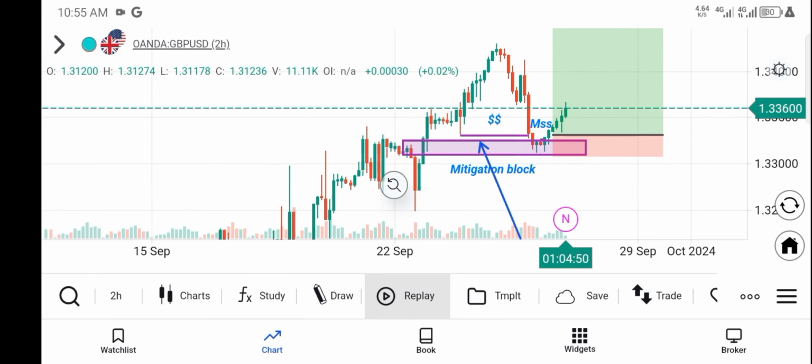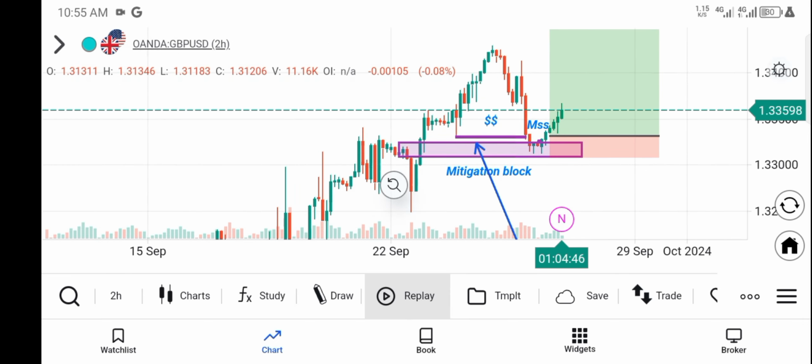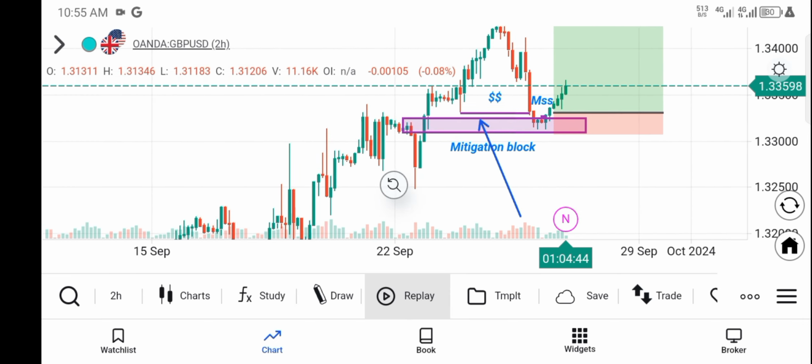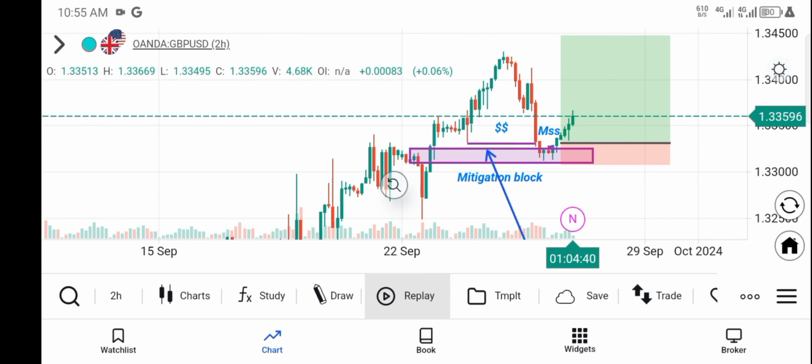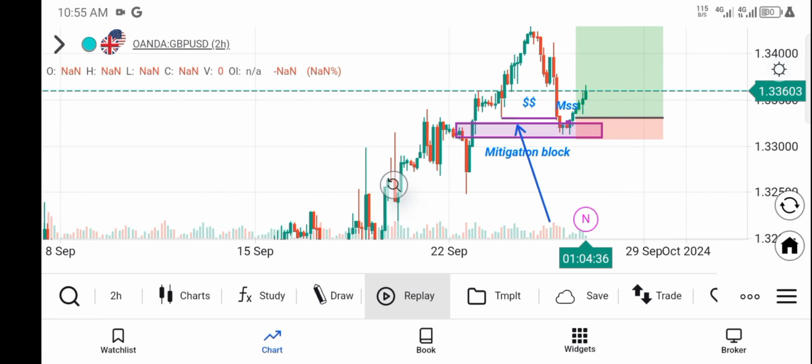So that was why I was able to take this trade, and I was also having my other block here as my second point of entry. So that's just it. I'm still targeting the old high as my draw on liquidity, and that's it on GBP USD.